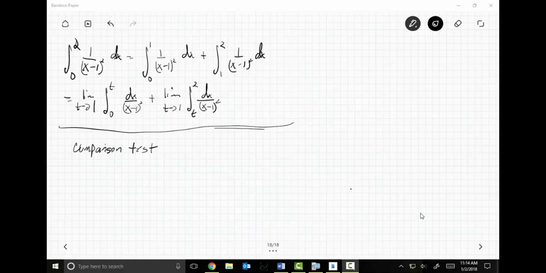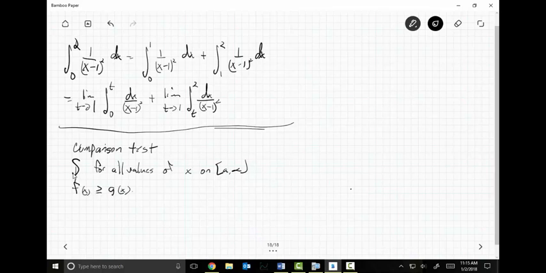All right, so let's talk about the comparison test. The comparison test is absolutely straightforward. It simply says this. It's kind of a little theorem. This is actually the comparison theorem. It says, suppose that for all values of x on the interval from a to infinity, f of x is greater than or equal to g of x. Okay, so that's what we start with.